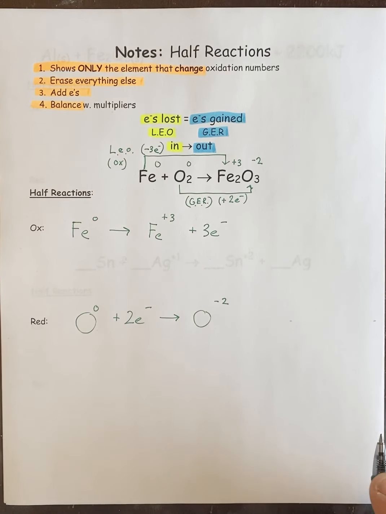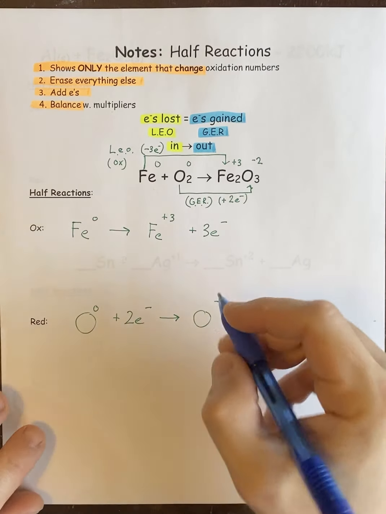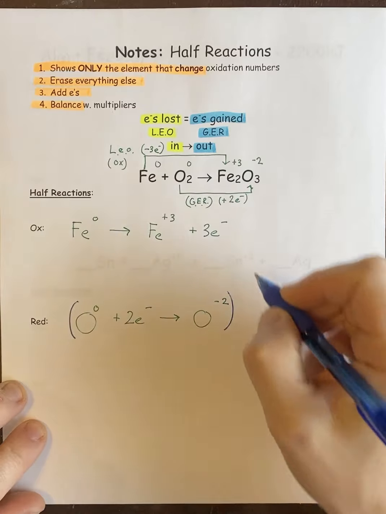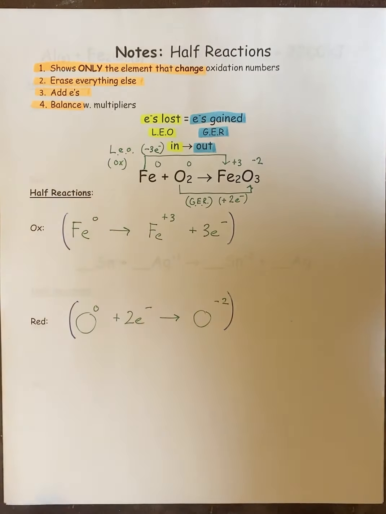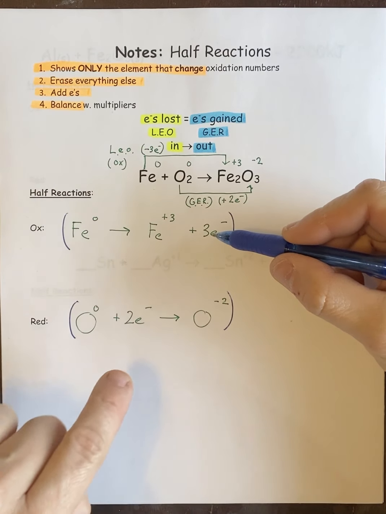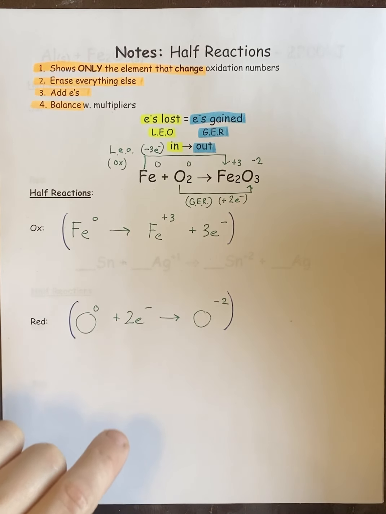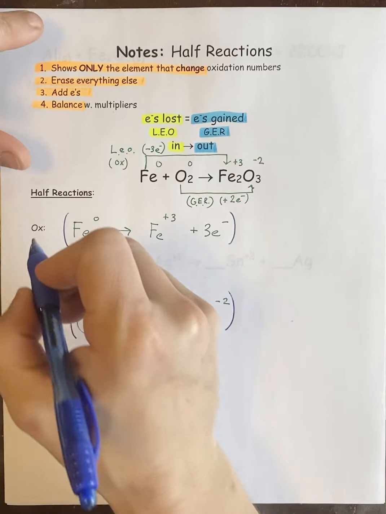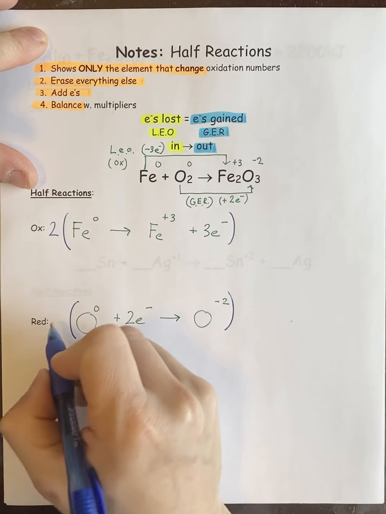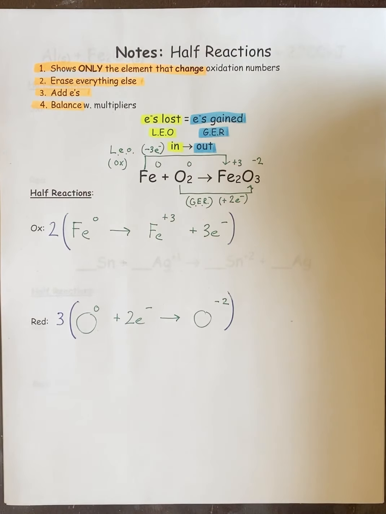Last step is to balance with multipliers. So the way we balance is actually pretty simple. All we're going to do is put brackets around them, and we need to make the electrons lost and the electrons gained equal. So we are going to find their first common factor. So in this case, the first common factor is 6. So I'm going to multiply this one by 2 and this one by 3. And now I have balanced half reactions. It is that simple. Now I am going to show you how to do the more advanced version.